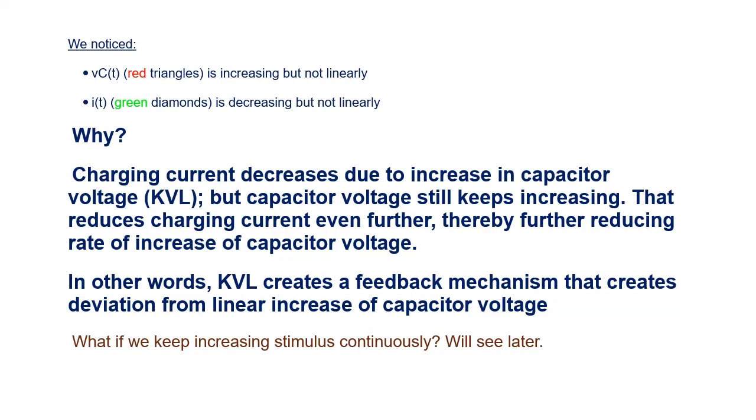Charging current decreases due to increase in capacitor voltage as the stimulus is fixed, but capacitor voltage still keeps increasing. That reduces charging current even further, thereby further reducing rate of increase of capacitor voltage. In other words, KVL creates a feedback mechanism that prevents linear increase of capacitor voltage. What if we keep increasing the stimulus continuously? We will address this in session 2.